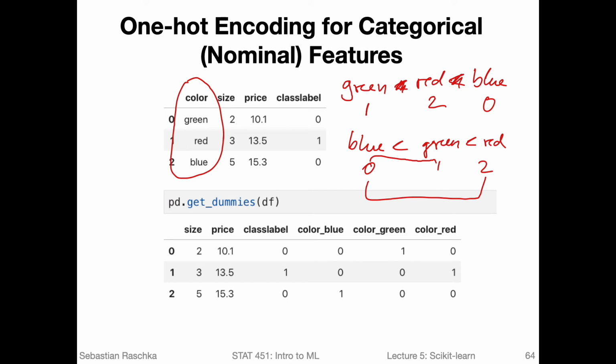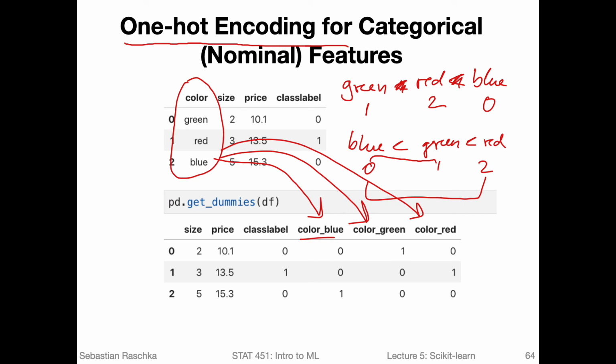So one way of avoiding that problem of assigning an order where there is none is using an encoding scheme called one-hot encoding. So one-hot encoding works as follows. It will create a new feature column for each possible value in the nominal feature column. So if we have the color here, there are 3 distinct values, so it will create 3 new feature columns. So we have blue, green and red now as a separate feature column, and then it will use the values 0s and 1s to assign whether the color is present or not.